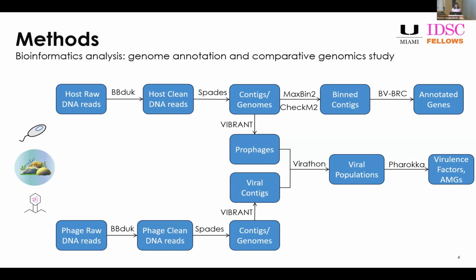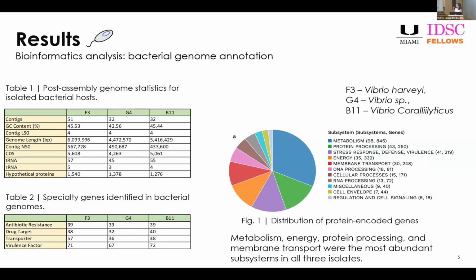And here are some of the results that I obtained. Let's start with the bacterial genomes. I had only 3 bacterial isolates, and the most interesting thing was that I was able to annotate their individual genes. The majority of annotations, or protein coding sequences, were identified within F3, which is the first column in this first table. It also had the longest genome, so that was kind of expected. But there were a lot of hypothetical proteins that didn't have any annotations for all 3 bacteria.